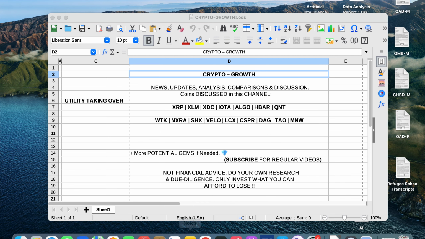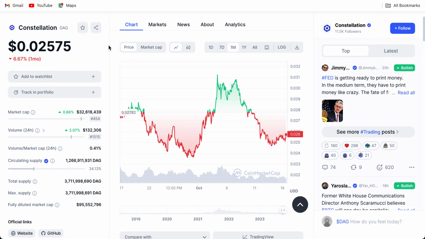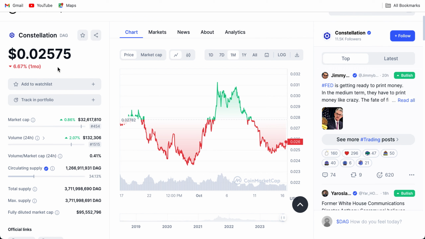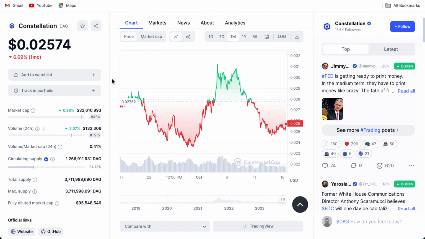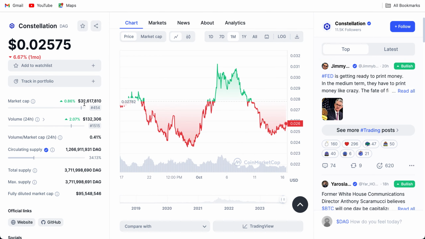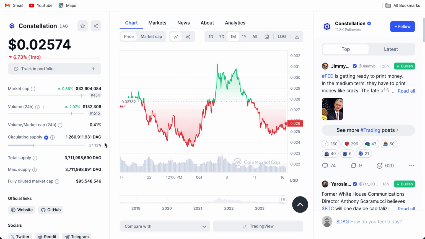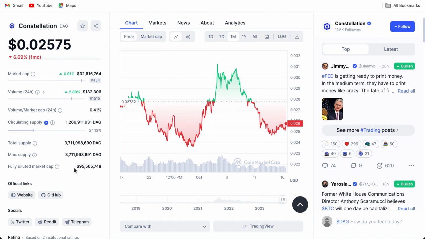So guys, let us head down and see the price of DAG at the time of this recording. One DAG is priced at around $0.02574 at the time of recording, with a market cap of approximately $32 million with the current circulating supply, and approximately $95 million with the fully diluted market cap. Max supply is 3.7 billion approx, and the current circulating supply is 1.2 billion approximately.